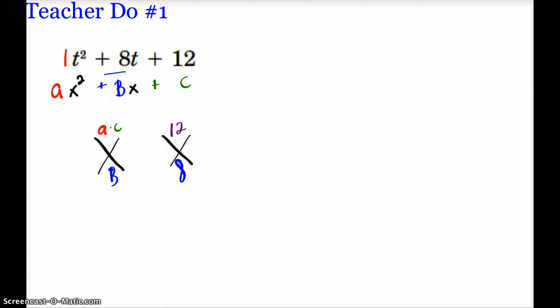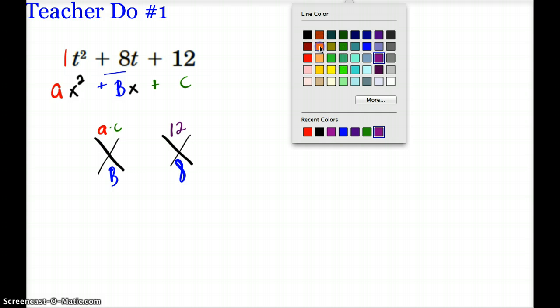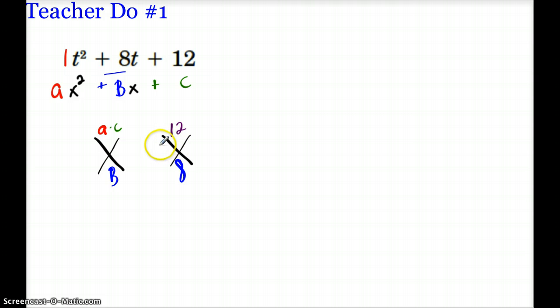Okay, now these two numbers are mystery numbers that go here and here. They add up to the bottom, so I'm going to add up here and multiply up top. So which two numbers multiply to 12? Which two numbers add up to 8?